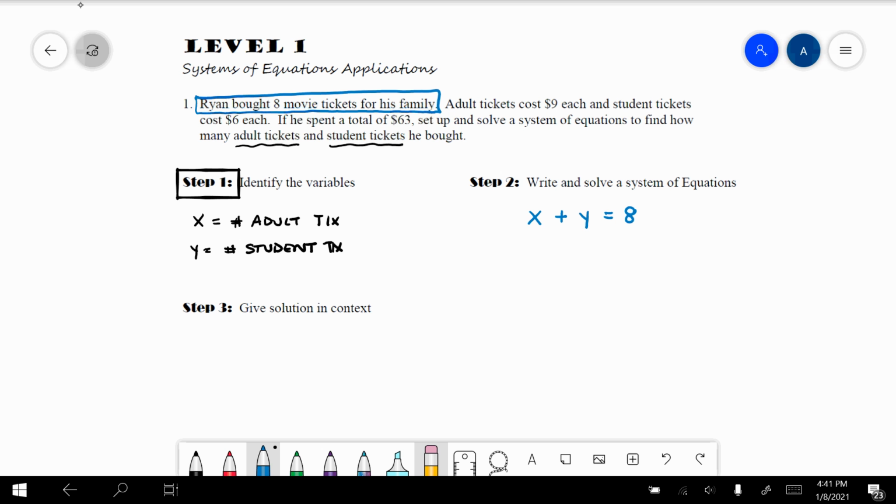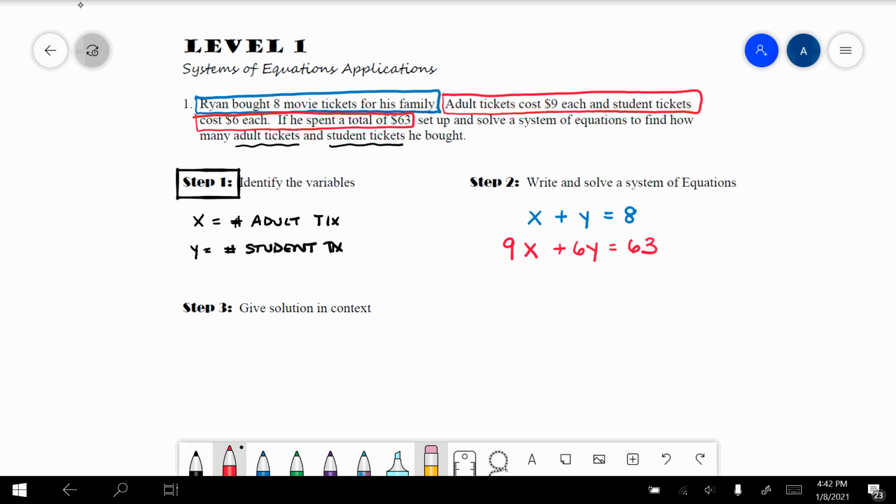All right? Now I keep reading, and now we're talking about how much the tickets cost. $9 for adult, $6 for students, and he spends a total of $63. This second part right here is going to make our second equation. So now, if I want to set the equation equal to $63, I have to multiply the number of adult tickets by how much they cost, $9. And I multiply $6 times the number of student tickets, and that will equal $63. And so a lot of times what you see is one equation might represent the total of the number of things, while the other equation might represent how much they're worth.